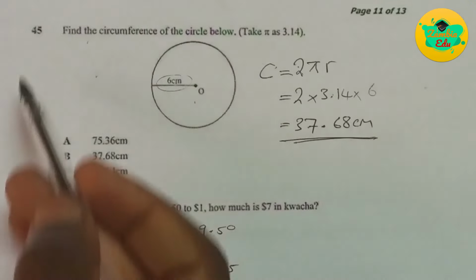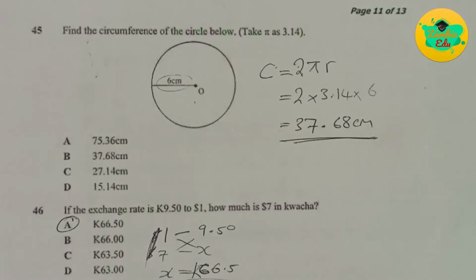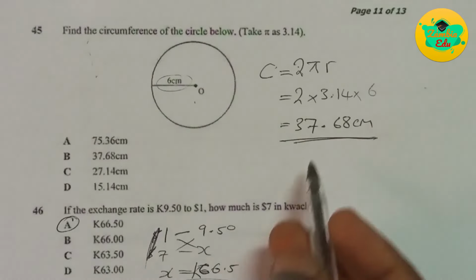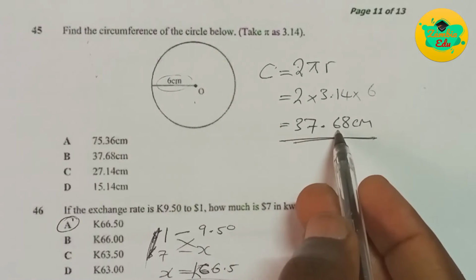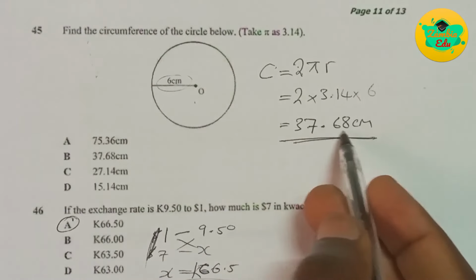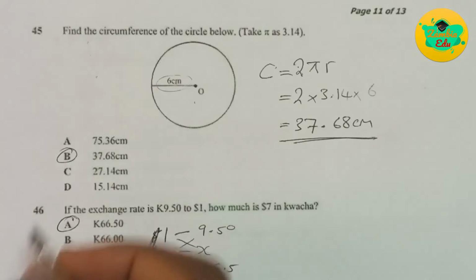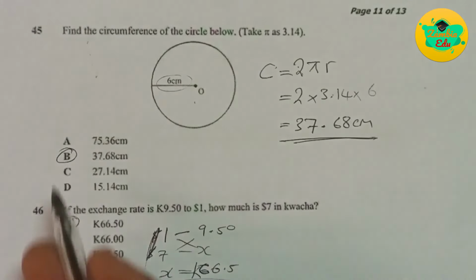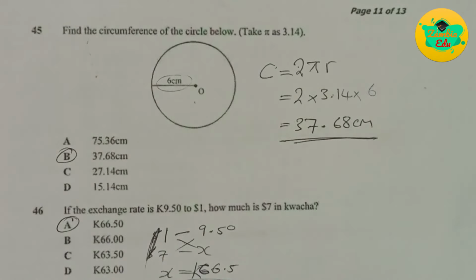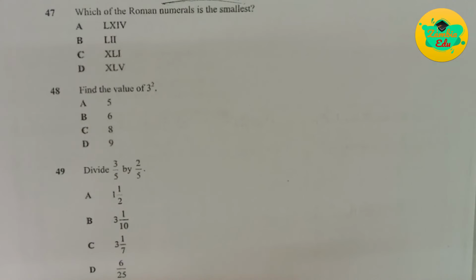We even forgot to circle our answer for question 45, which was 37.68. That was B. For 45, the answer is B. 46, the answer is A. And we now go to question 47. Question 47 says, which of the Roman numerals is the smallest?